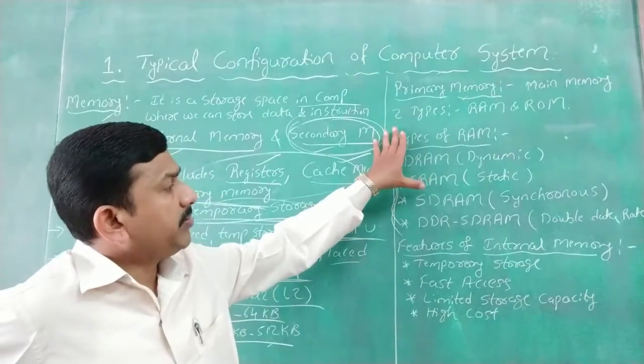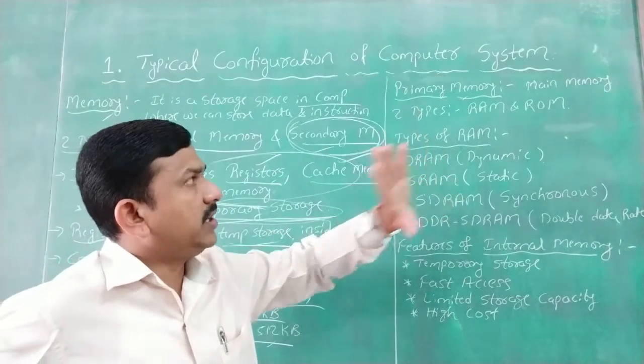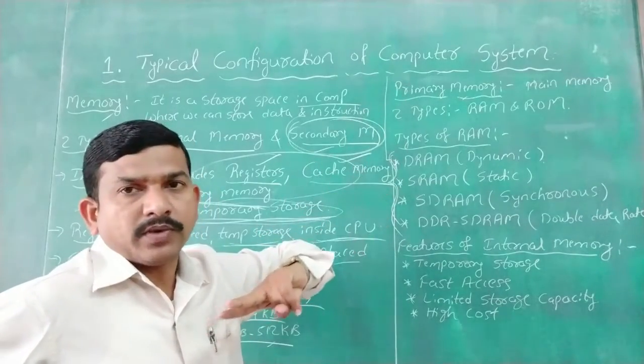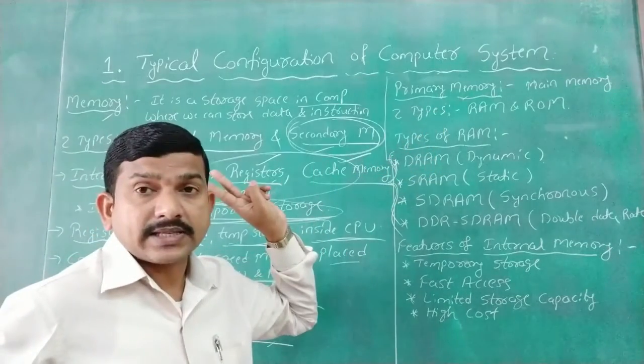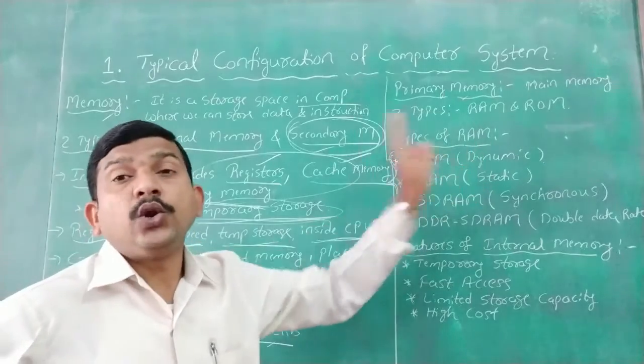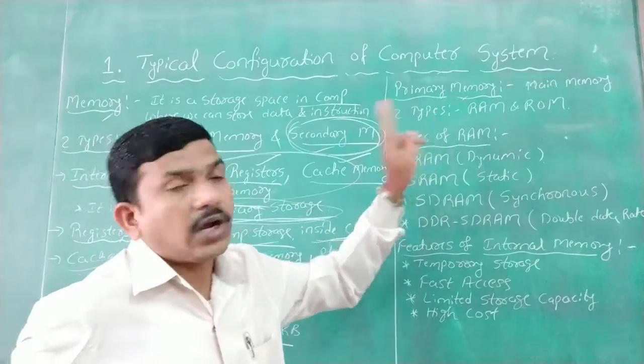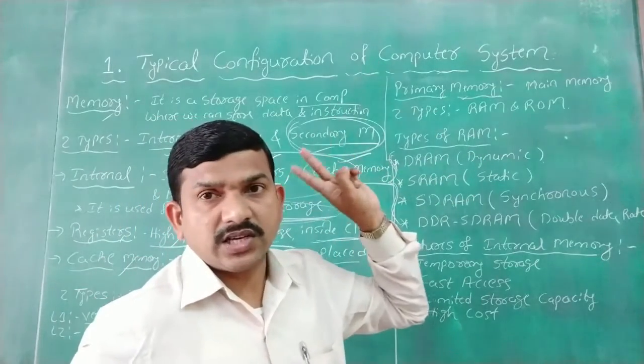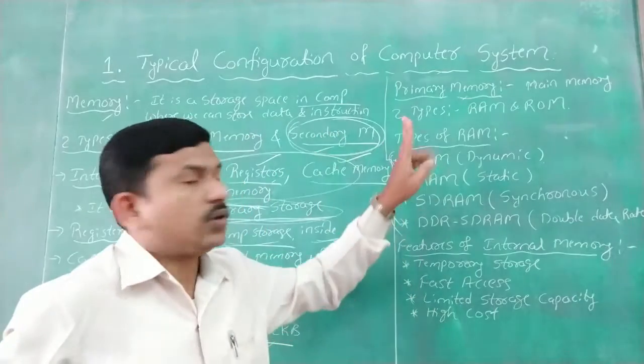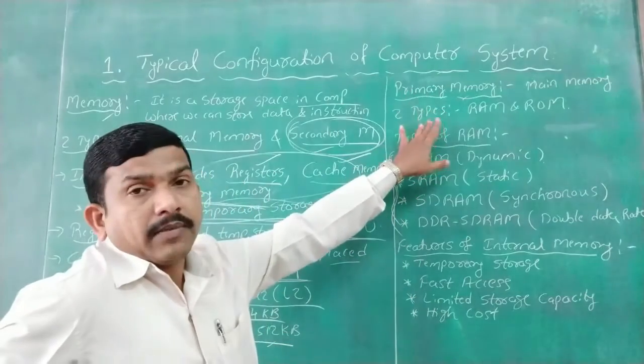So in primary memory there are 2 types. The first one is RAM and the second one is ROM. RAM stands for random access memory. ROM stands for read only memory. We already discussed RAM and ROM in the PUC first year. Just go through it once again and you will know the basics about RAM and ROM.